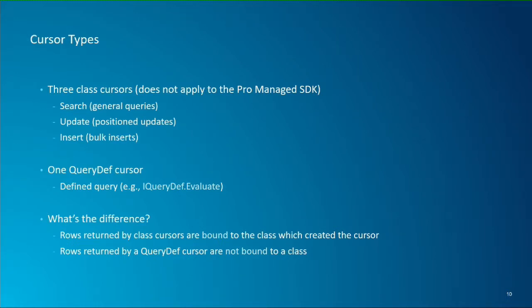If you have a class cursor, any row that's returned from a class cursor, meaning a search, update, or insert cursor, will be bound to the class which created the cursor, the feature class or the table that the row belongs to, okay? However, if you use a QueryDefCursor, any row object returned to it is not bound to a class. Well, that seems strange. Why would we do something that arbitrary? Well, remember, a QueryDef can be a join between 2 tables, so it doesn't make sense to bind the row object to 2 different feature classes or tables, okay?